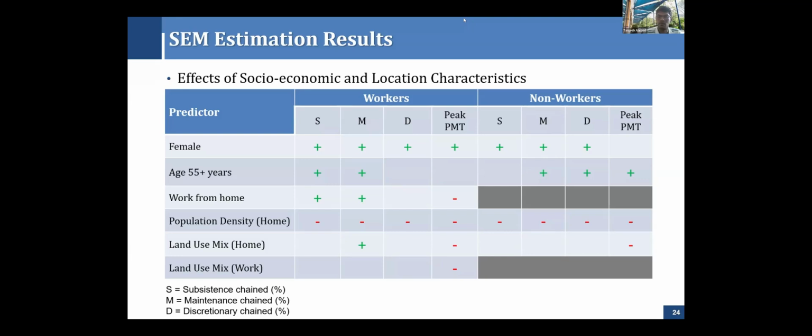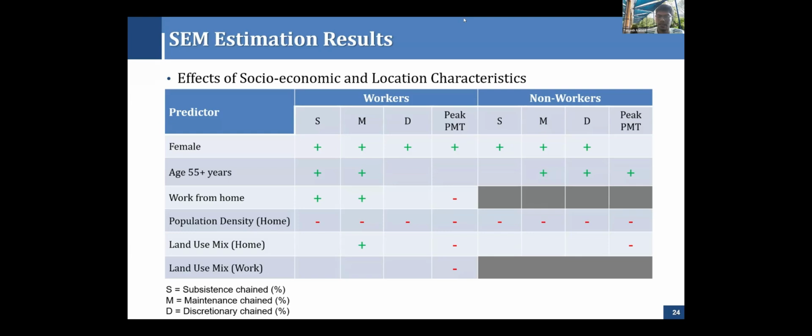And we find that workers aged 55 and above prefer to chain subsistence and maintenance activities, whereas non-workers in this age group prefer to chain discretionary and maintenance activities. Workers who only work from home have a positive inclination to chain more subsistence and maintenance activities, but have a lower peak PMT.